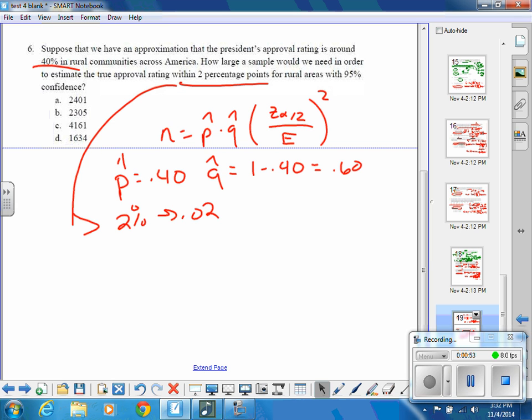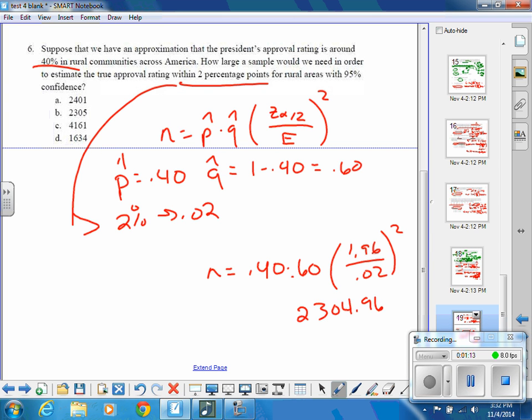Now let's go ahead and plug everything in. They say 95% confidence interval. That is, my z is 1.96. So n is equal to 0.40 times 0.60 times 1.96 all over 0.02 squared. Punch that in the calculator, and I get this number here, and it's a decimal. Again, n, you have to round up. It better be b. Okay?